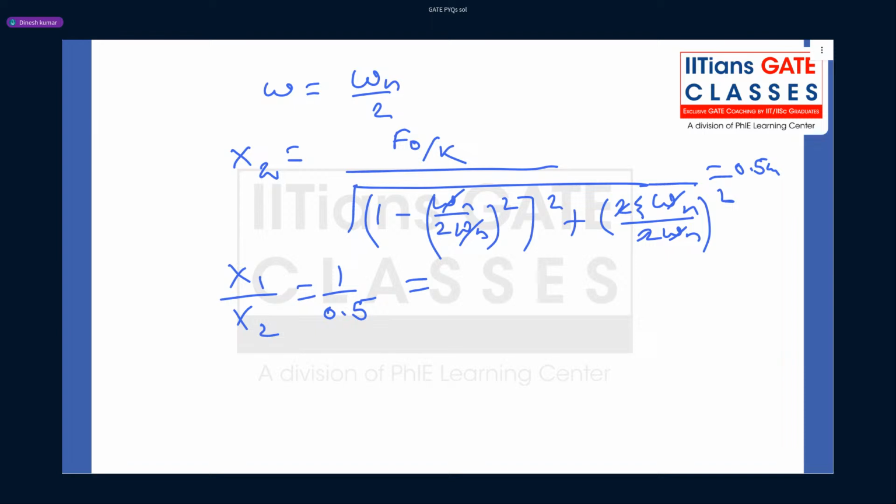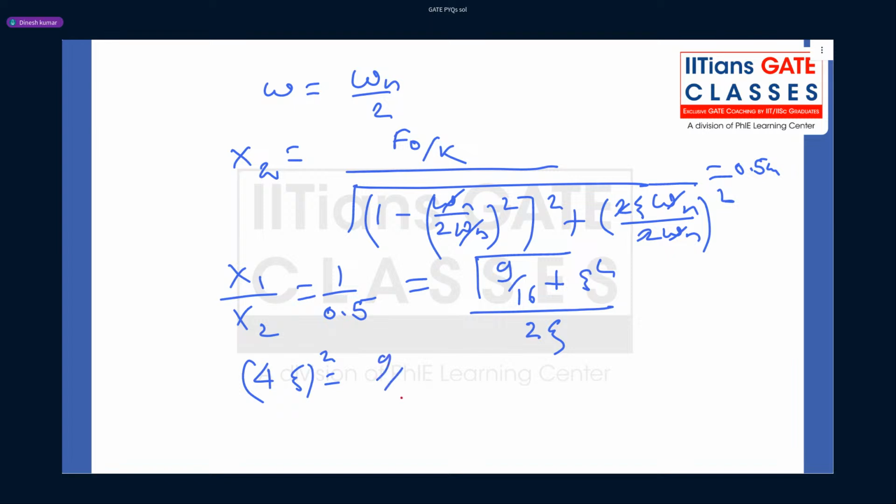So you get 8 under root 9 by 16 plus zeta square upon 2 zeta. Now guys, from here, what is unknown? Zeta. So guys, calculate, simplify it and find out the zeta value. So how much will we get? 4 zeta square will be equal to 9 by 16 plus zeta square.